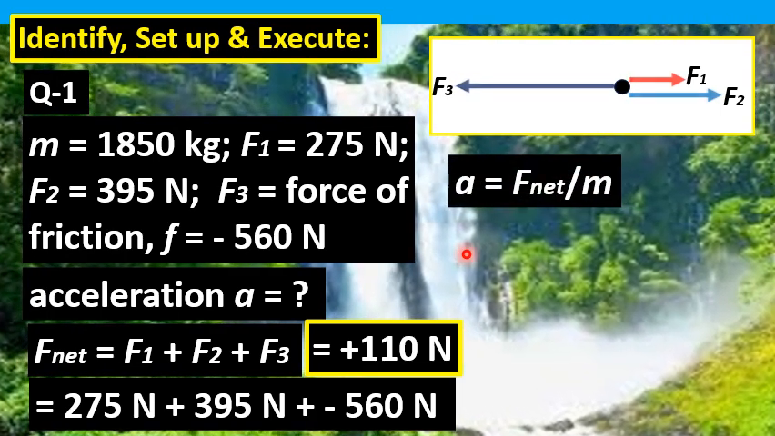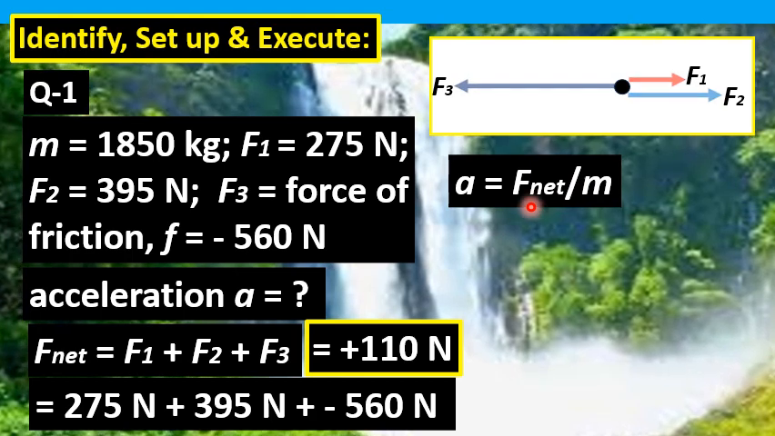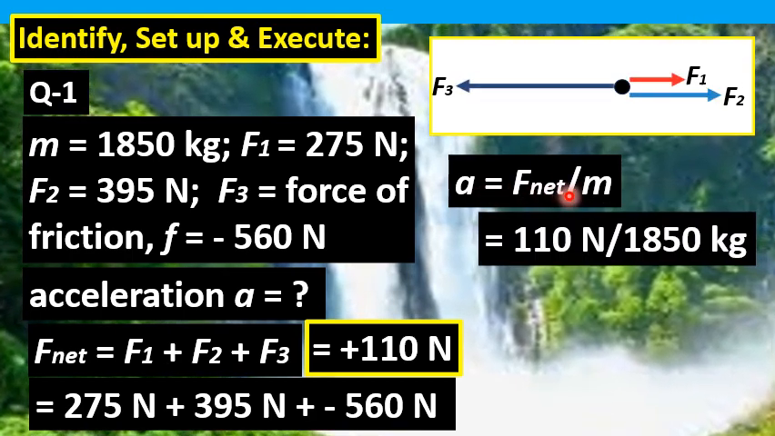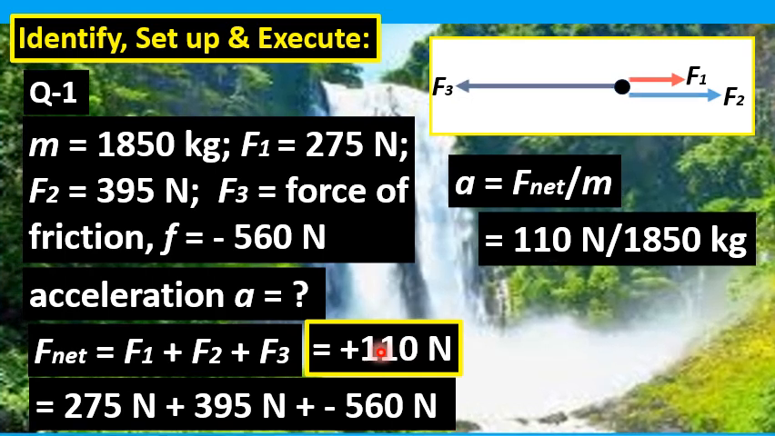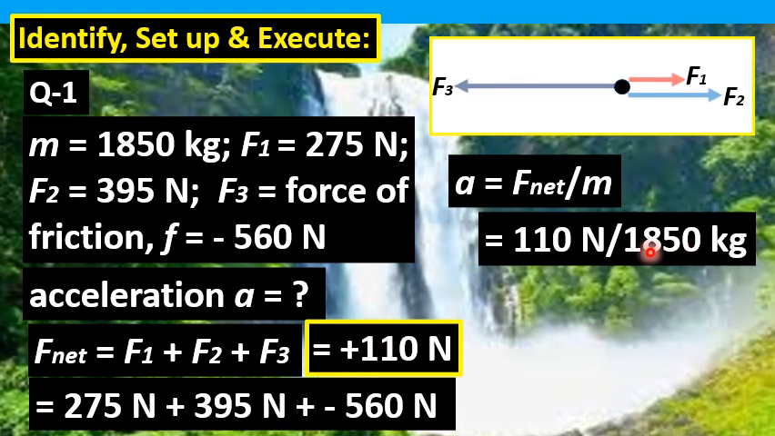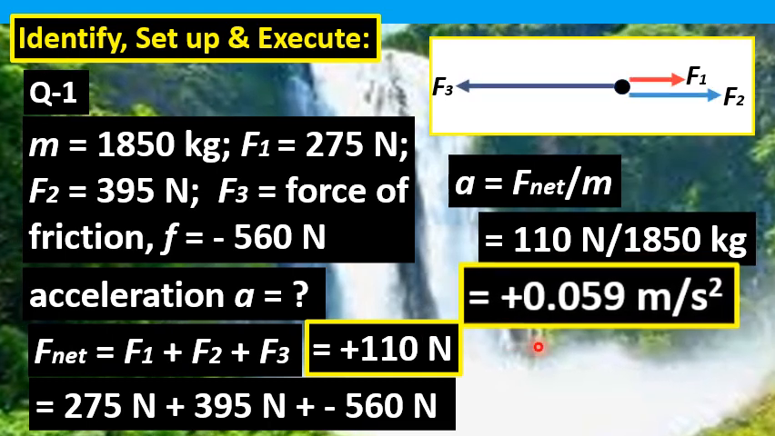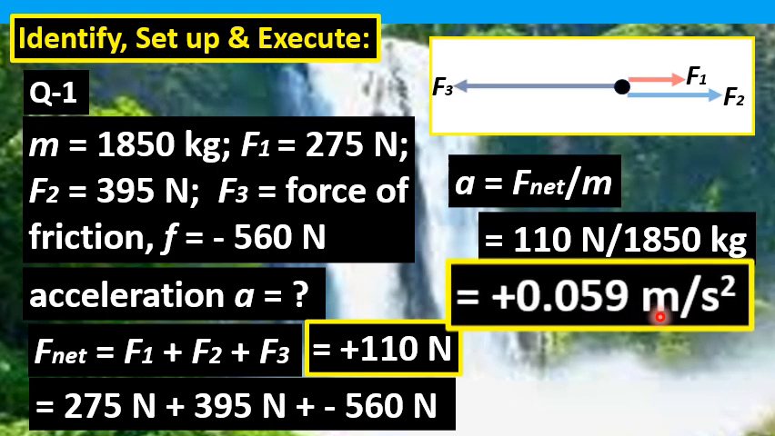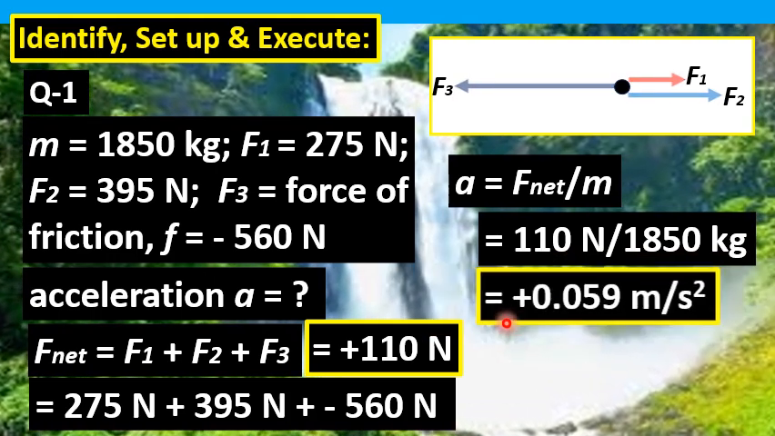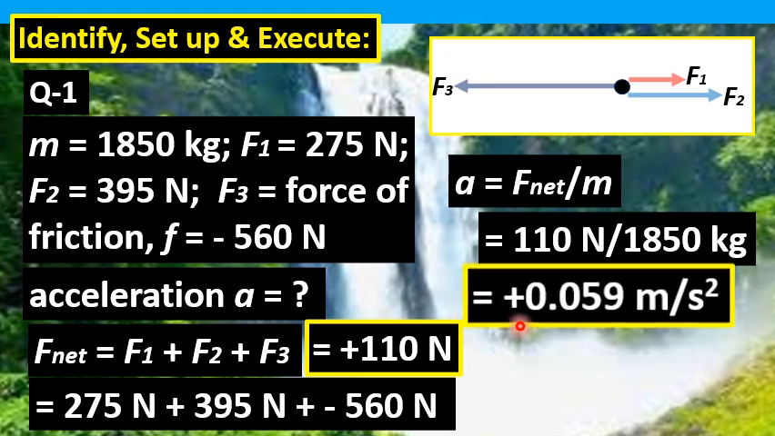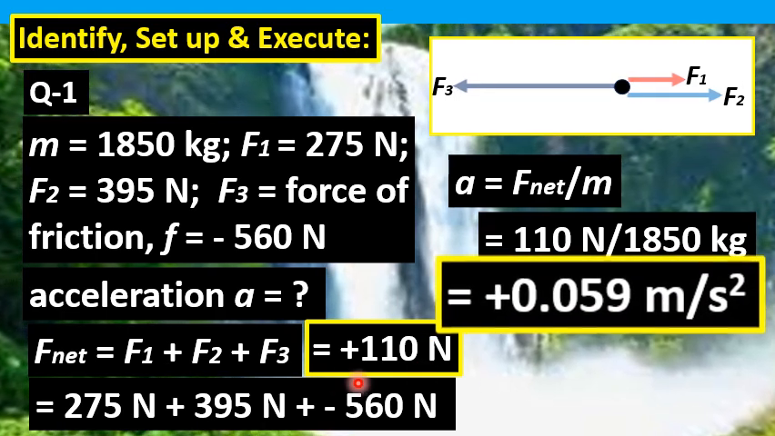So, we can now calculate for the acceleration of the car using the formula of Newton's second law. That is, a equals Fnet divided by the mass m. That is 110 newtons, which is our computed net force, divided by the given mass of the car, 1,850 kilograms. So, we get the acceleration of the car equal to positive 0.059 meters per second squared in two significant figures. As expected, based on the second law of Newton, the acceleration is also positive because it should have the same direction as the net force.